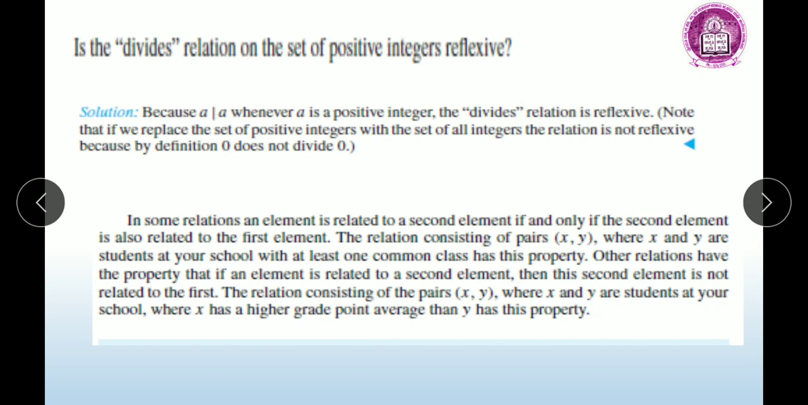Other relations have the property that if an element is related to a second element, then this second element is not related to the first. The relation consisting of the pairs x, y, where x and y are students at your school, where x has a higher grade point average than y, has this property. Because x is related to y because the grade of x is higher than y. But the grade of y is not higher than x, so y is not related to x.